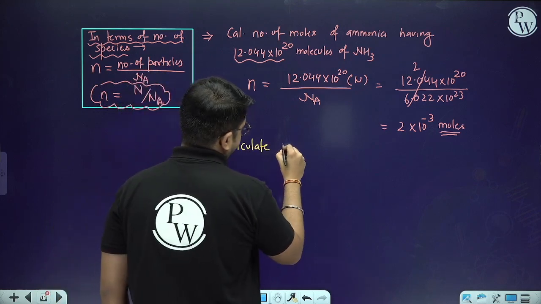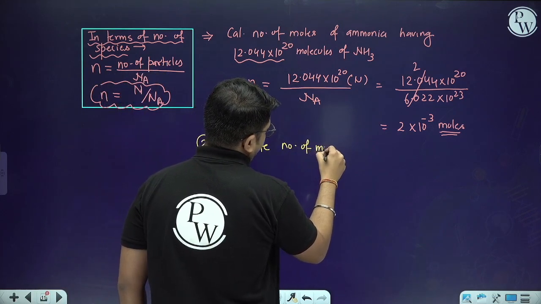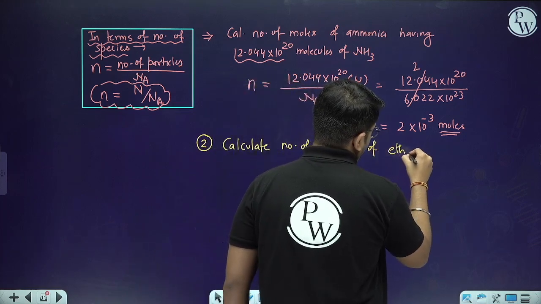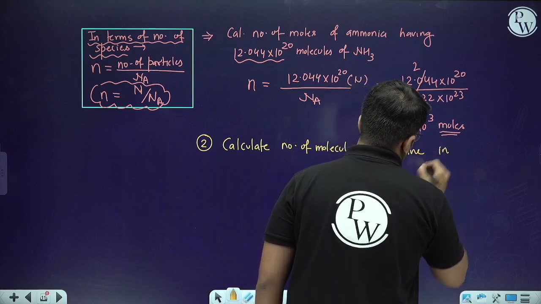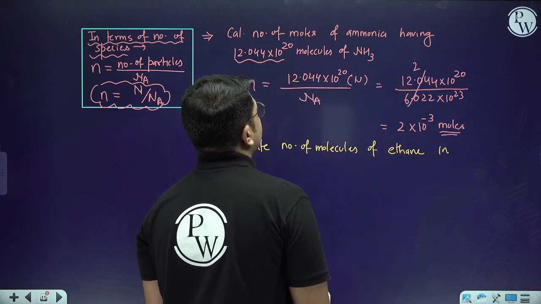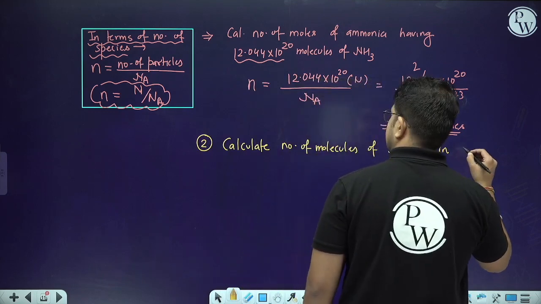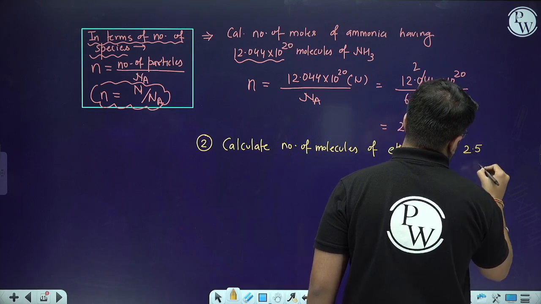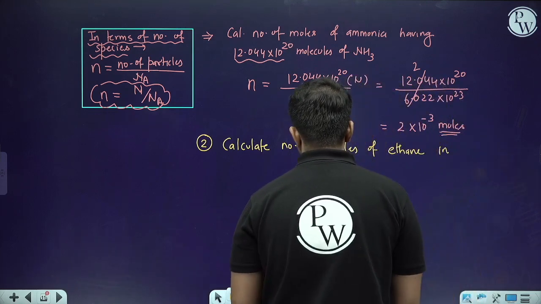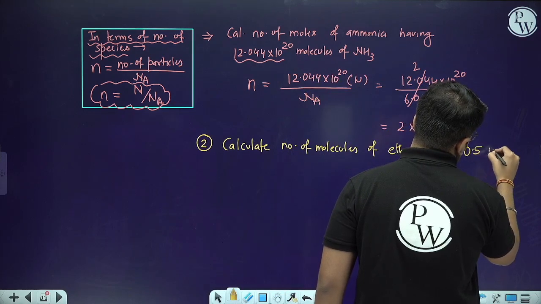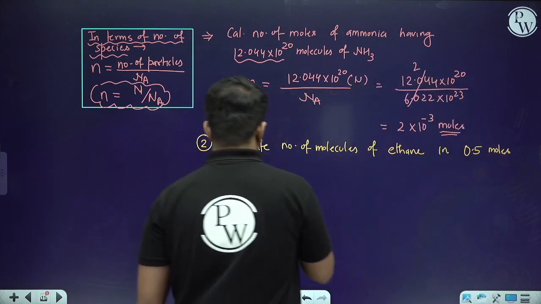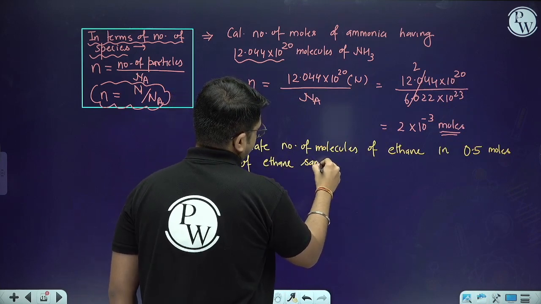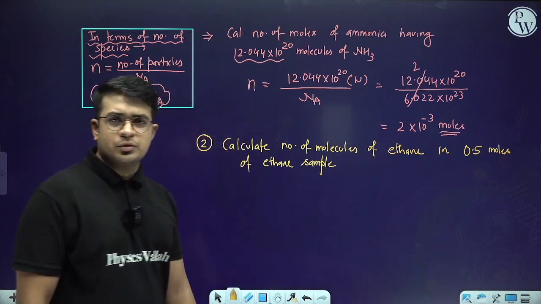Calculate the number of molecules of ethane in, let's say, 0.5 moles of ethane sample. Okay, very simple question, very simple question.